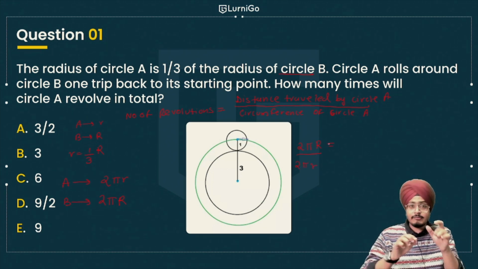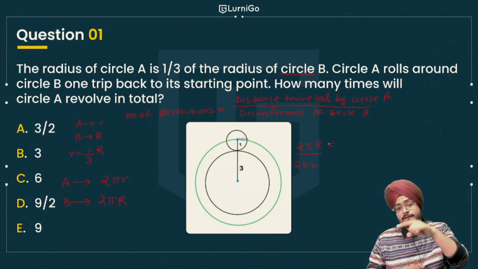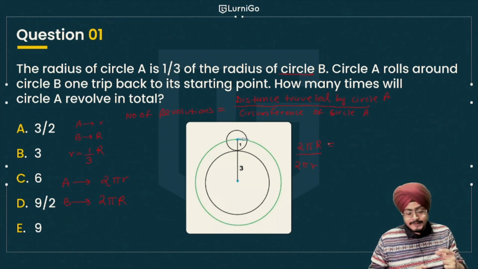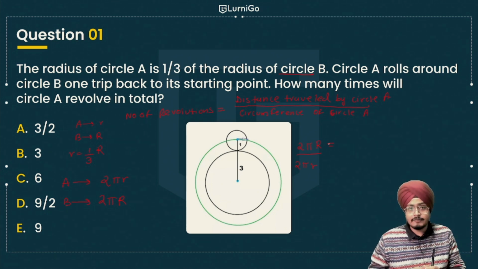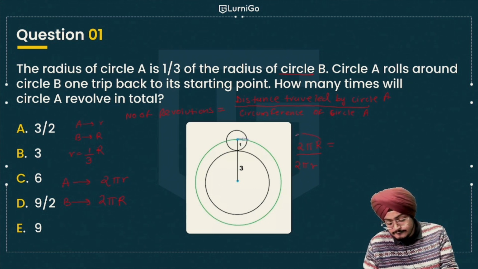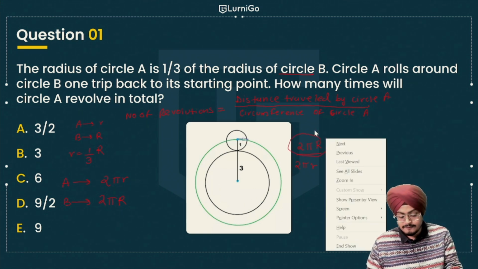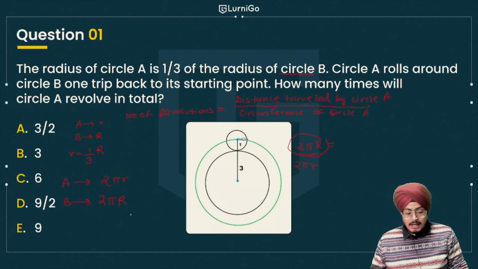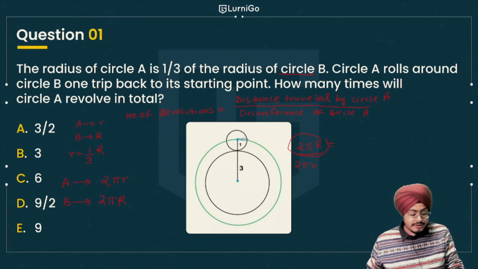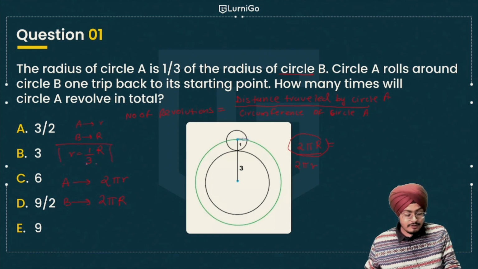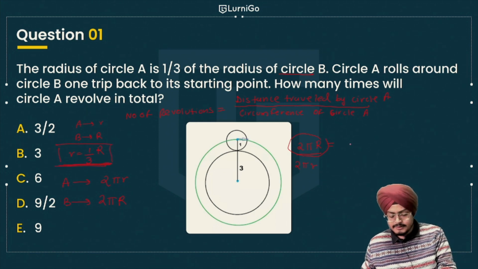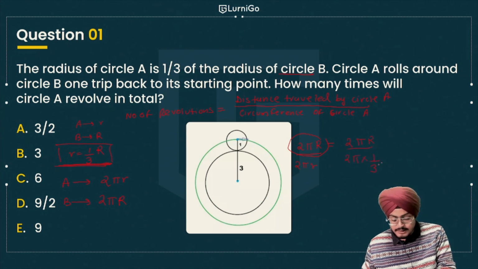Distance traveled by circle A means when circle A is revolving around circle B, how much distance it travels. Obviously if it's traveling around the boundary of circle B, the distance is going to be the circumference of circle B itself. So as it is already given in the question that small r is actually 1/3 capital R, I just substitute this value here. So this is going to be 2 pi R over 2 pi times 1/3 R.